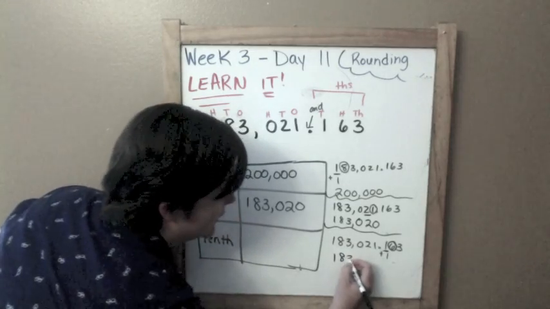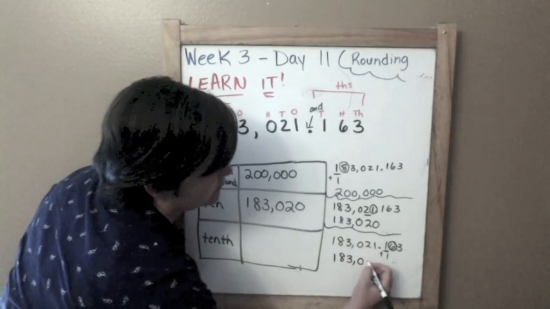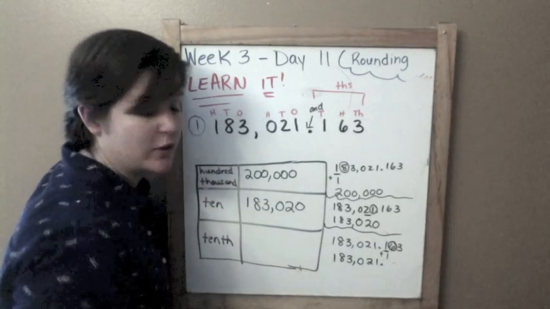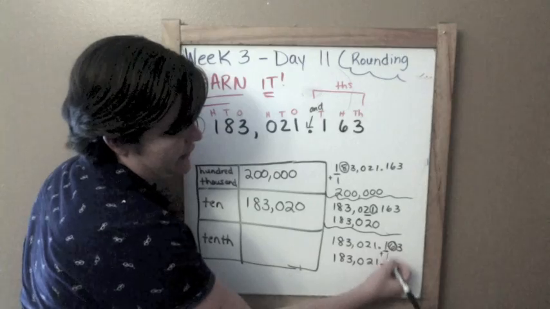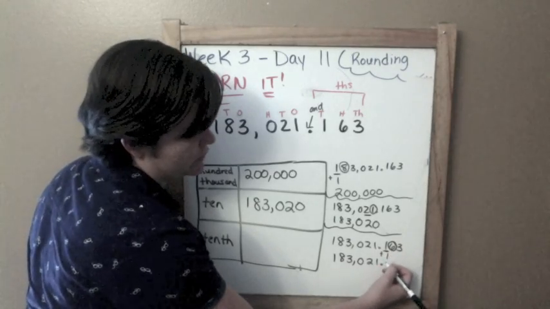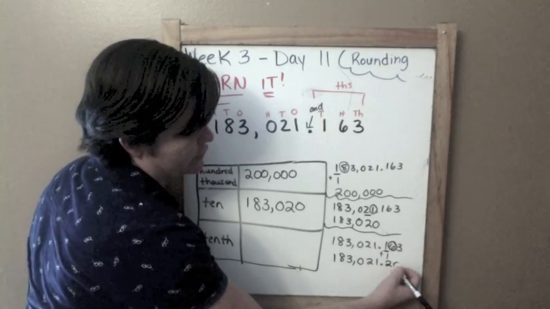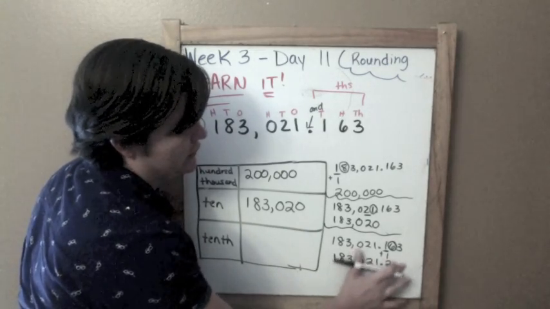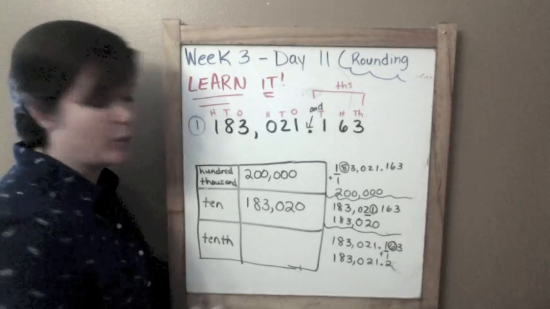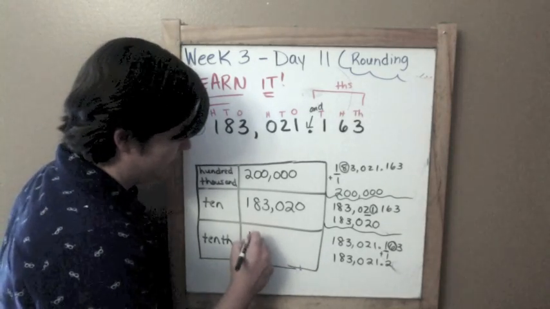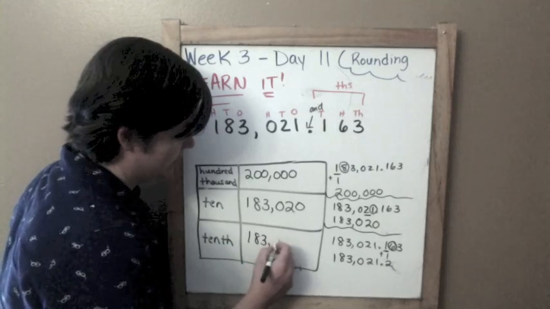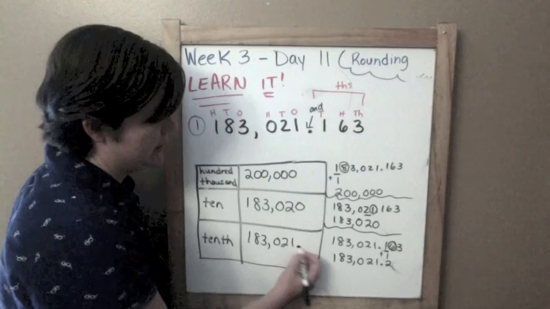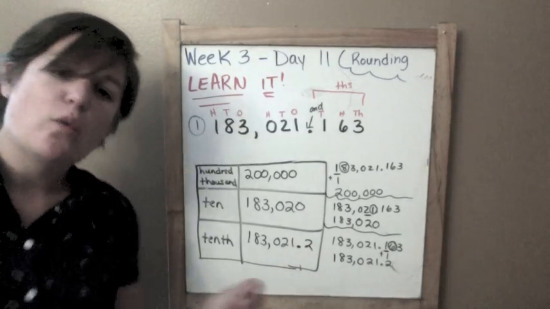Drop the 1, drop the 8, drop the 3, drop the comma, drop the 0, drop the 2, drop the 1. This time we do put the decimal because we're using this rounding place. It's not a 0. So 1 plus 1 is 2. Everything else would become zeros, but really because we have decimals, we don't need those. We can just leave it as 0.2 or 2 tenths at the end. So 183,021 and, because our decimal says and, 2 tenths would be your answer.